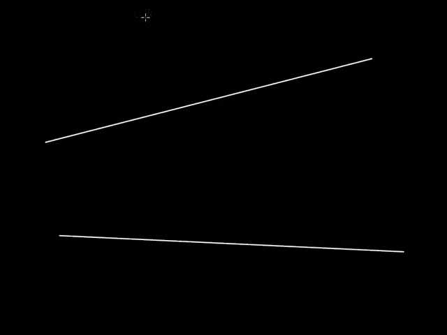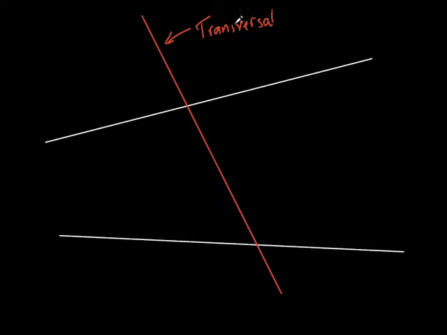Watch this though. Look at this. This is a red line, and it intersects those two white lines right there. Everybody see that? So what was the title of this lesson? Parallel lines and what? So what do you think this red line is going to be called? Good call. It's called a transversal. Transversal, it transverses, it crosses over.